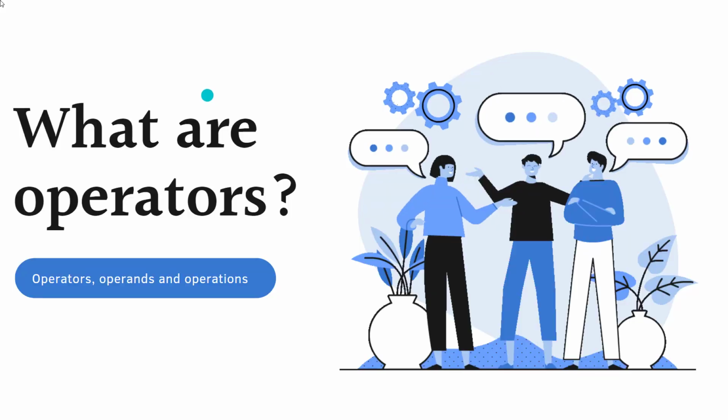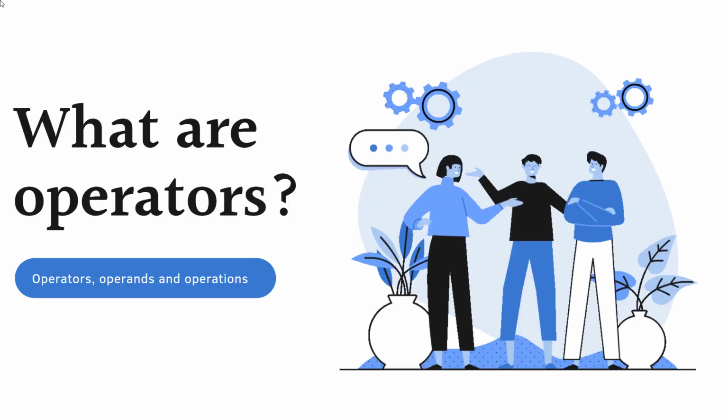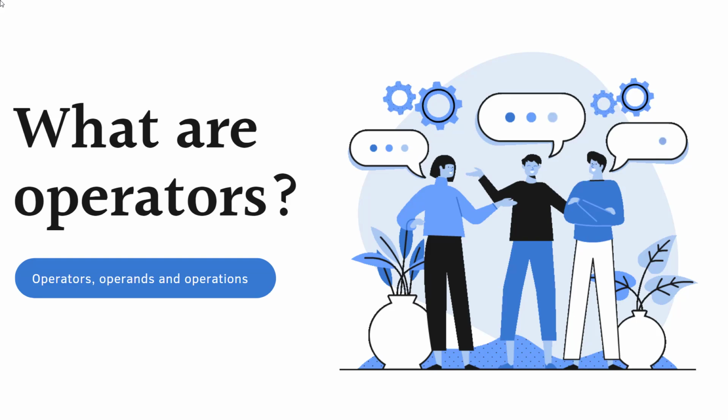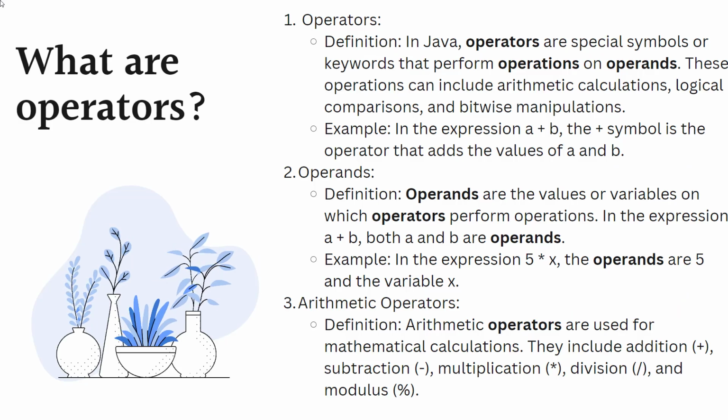Hey guys, now it's time to start a discussion about operators and operations. So what are operators and operations? Let's start with operators. In Java, operators are special symbols or keywords that perform operations on operands. These operations can include arithmetic calculations, logical comparisons, and bitwise manipulations.